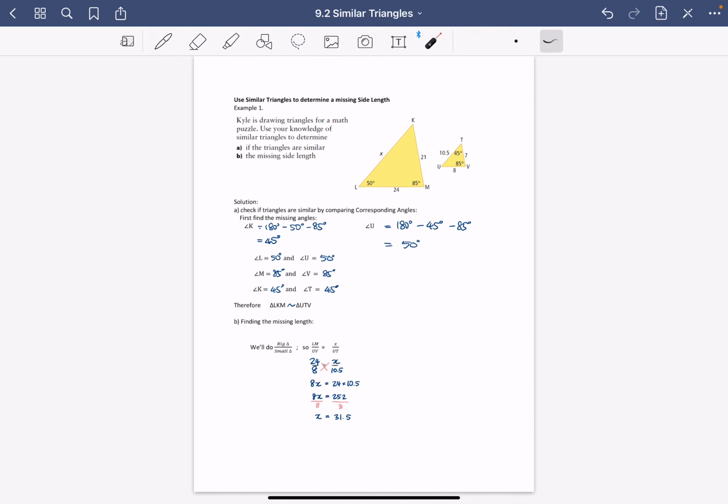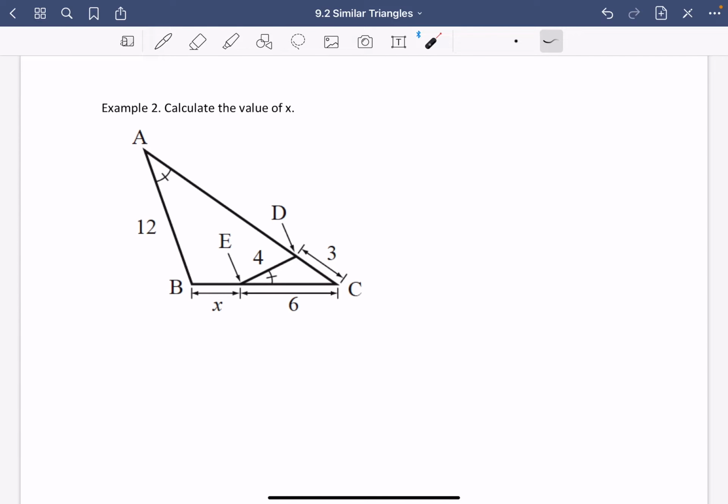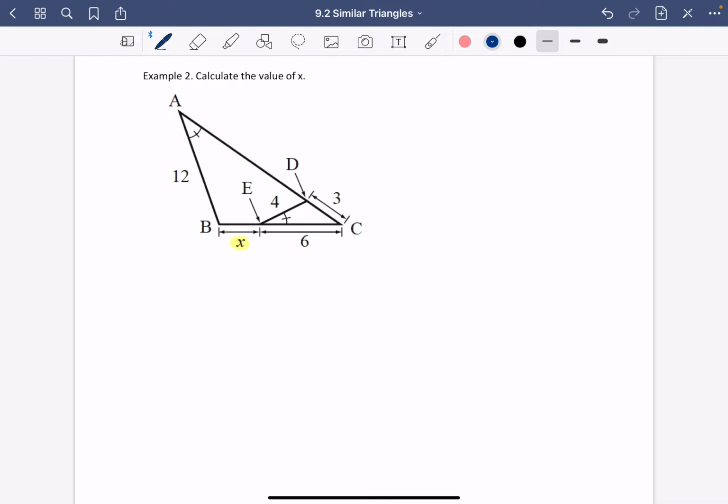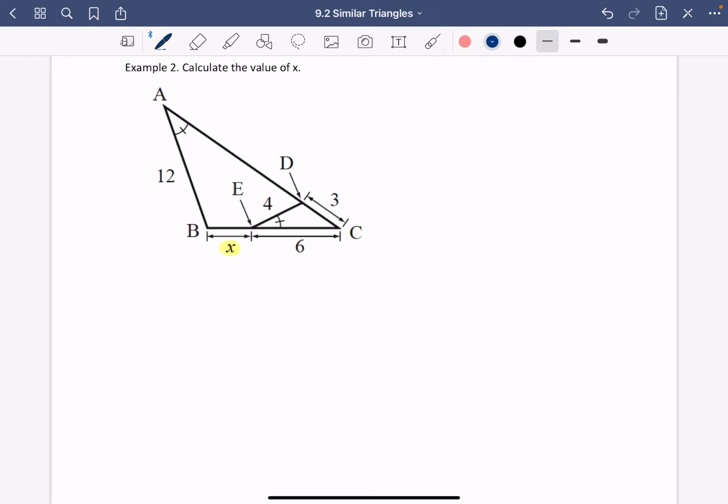Okay. All right, one last question for today. This question asks you to find the value of x over here. Well, it looks like it's a very complex question, but after you analyze the question, it's not that hard. So let's take a look.